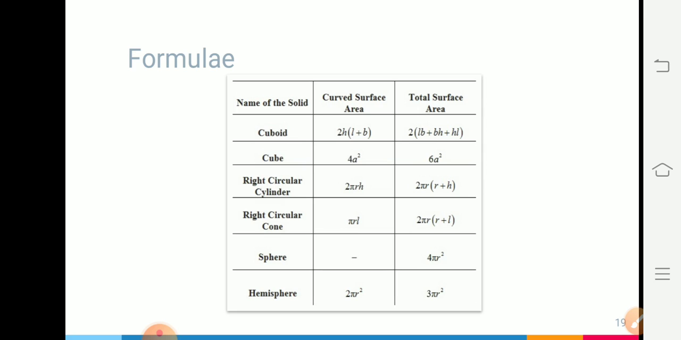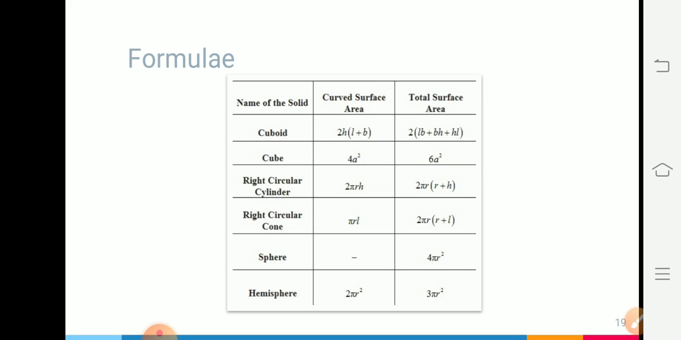Just a quick recapitulation of the formulas that are there. For a cuboid, the curved surface area formula is 2h into (l plus b), and the total surface area will be 2 into (lb plus bh plus hl). And for a cube, it's going to be 4a square, and the total surface area would be 6a square. A right circular cylinder will have 2 pi rh as the curved surface area, and the total surface area will be 2 pi r (r plus h).